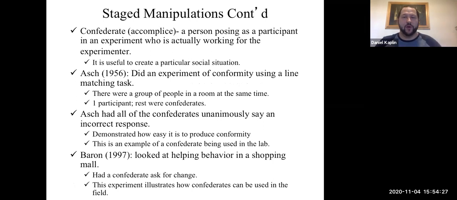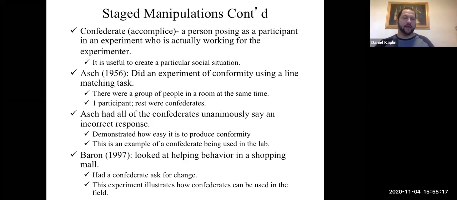So I defined what a confederate was. That's a person who's an actor, an accomplice, pretending to be part of the experiment when they're actually working with the researcher. I talked to you about Solomon Asch's study already, the line matching, and what he found was that people, even when they know the answer is wrong, tend to conform if there's a lot of pressure on them. All right, so now these were all done in the lab. Barron did a study in a shopping mall, which is mimicking the real world, which is called a field experiment, in which he had a confederate ask for change when people were busy, and he wanted to see if you would stop and help. So that was that study.